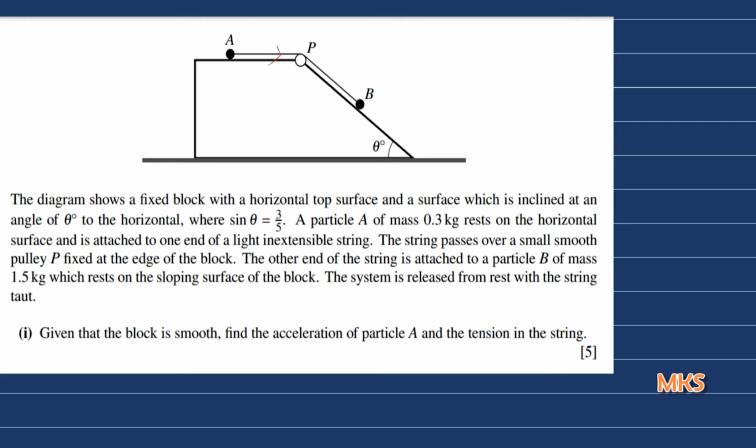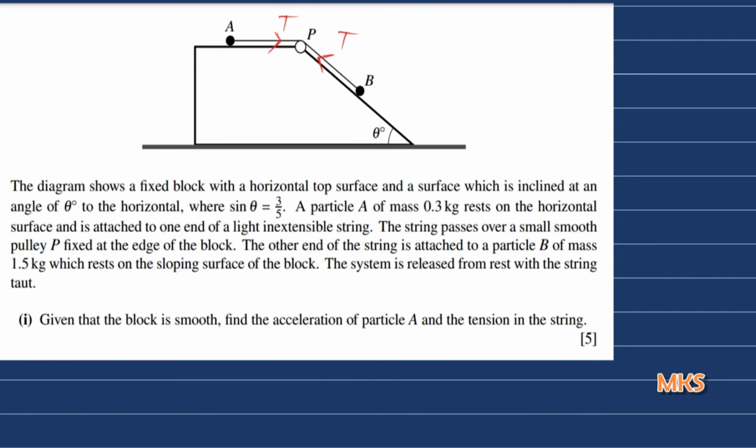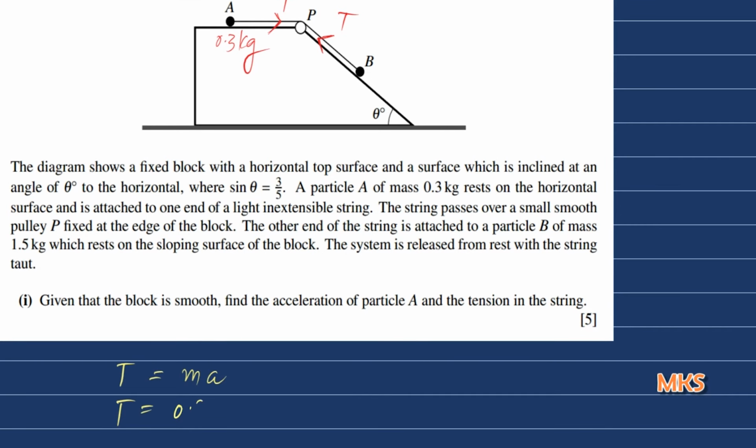There will be tension T on this side, and from B the tension will be the same as the string is taut. The forward force will be T, and there is no backward force as there is no friction. T is equal to the mass of the particle A, which is 0.3 kg. So T is equal to 0.3a.